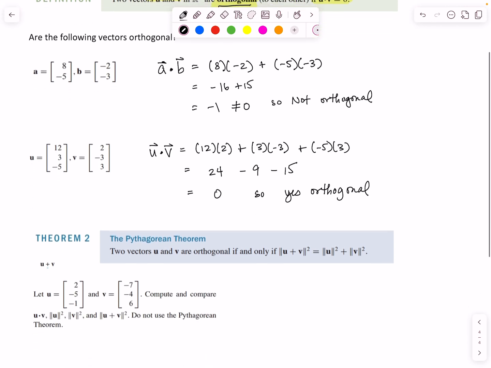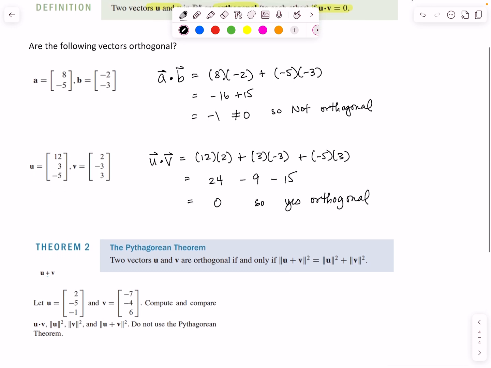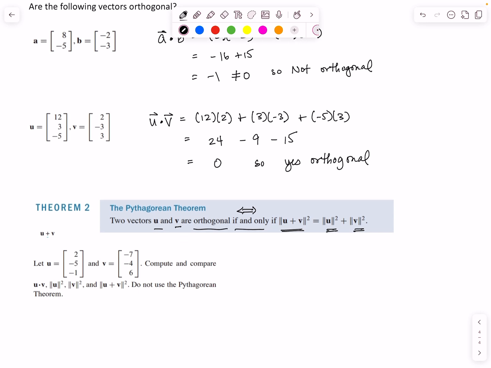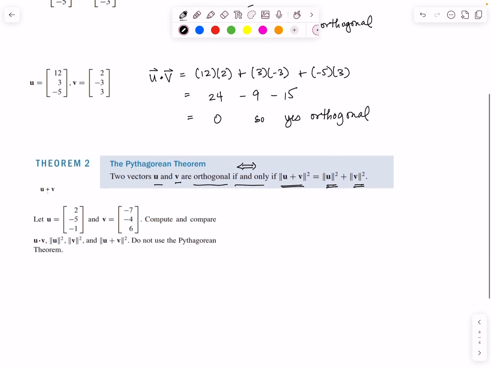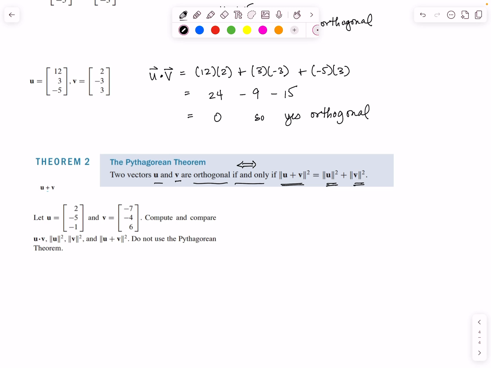So then this last thing is this Pythagorean theorem, and it just says two vectors u and v are orthogonal if and only if, so that means if one side is true, the other side is true. They're either both true or both false. If I add the two vectors and find that length, and I add each individual length squared, I get equals. So let's verify that this is true for these two given vectors u and v.